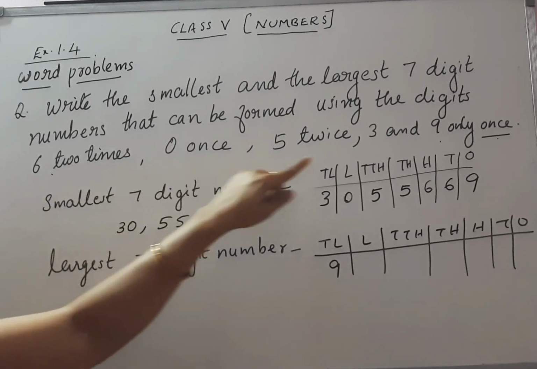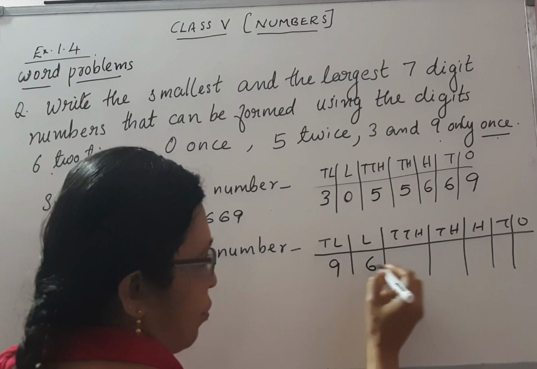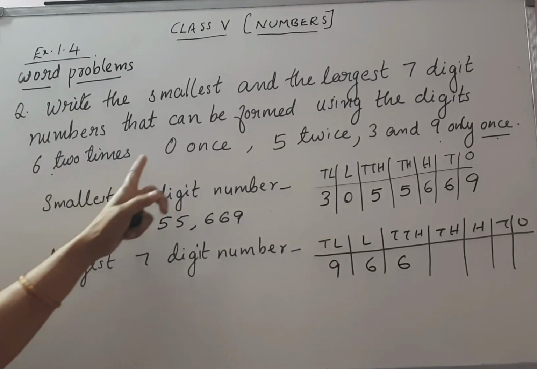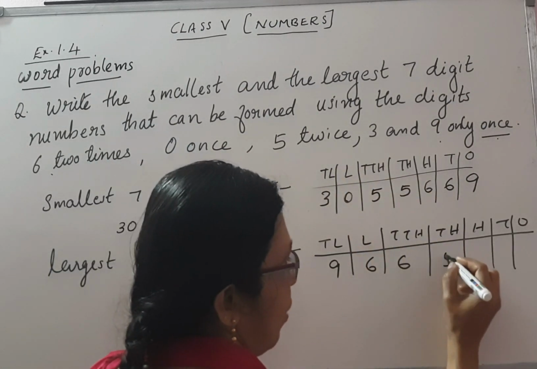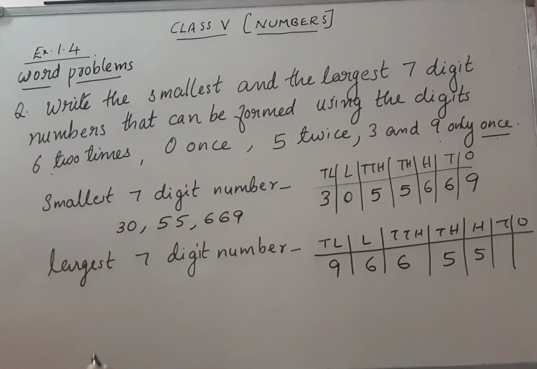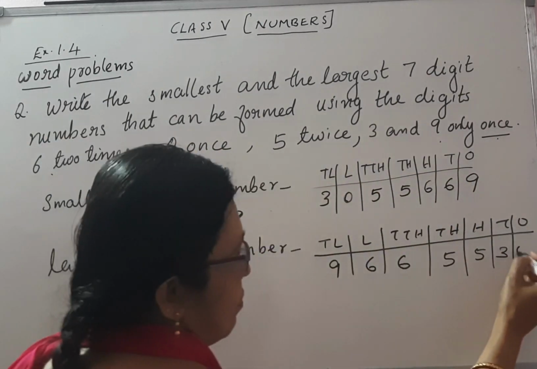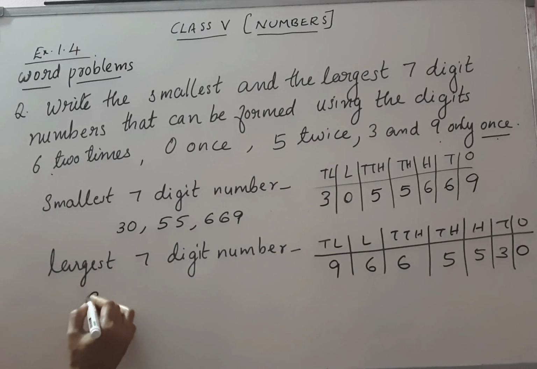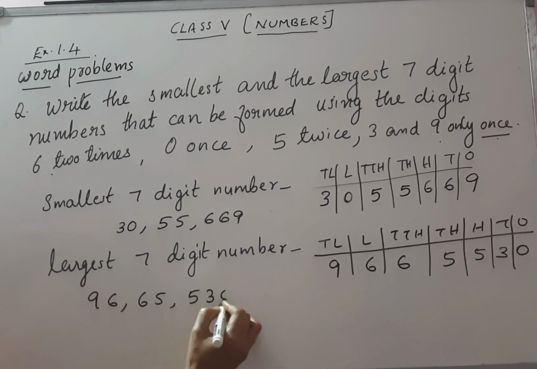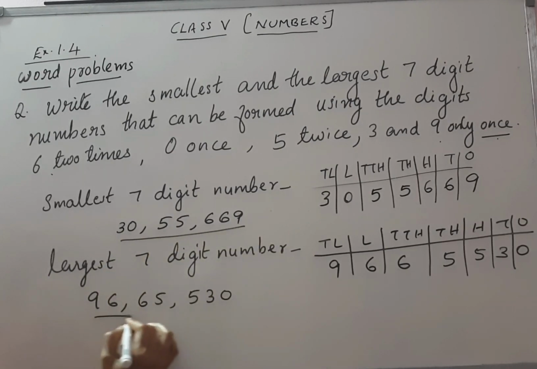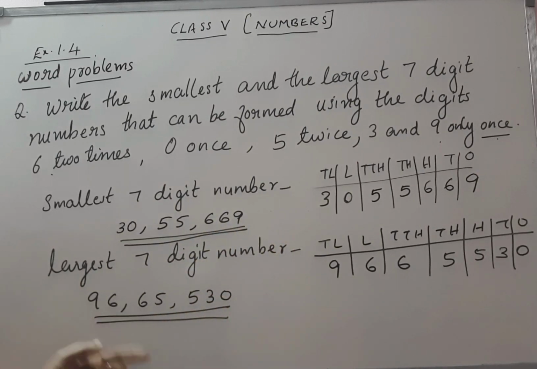Next you have to go through the remaining digits. Which is the biggest one? 6 is the biggest. How many times? 2 times. So we have to write 6 two times. Next 0, 5 and 3 are left. Of those, the biggest is 5. How many times? 2 times. So you have to write 5 two times. Next comes 3, only one time. Next 0. So the number is 96 lakh 65,530, the largest 7-digit number using the digits, and we are satisfying the given condition.